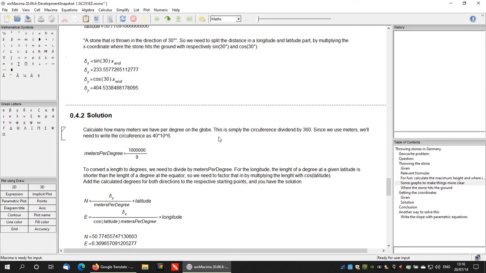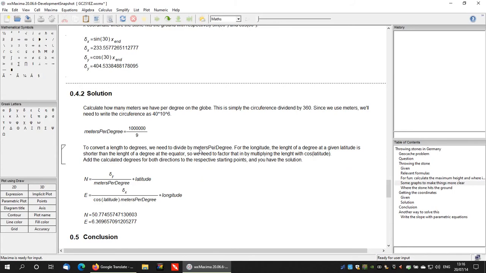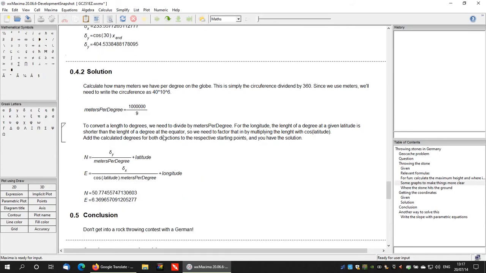So the number of meters we have is 40,000 kilometers divided by 360 degrees, and that turns out to be something like 1,000,000/9. So to convert a length to degrees, just divide by this meters per degree number. So to the north we have dy, so 404 divided by meters per degree plus the starting latitude.